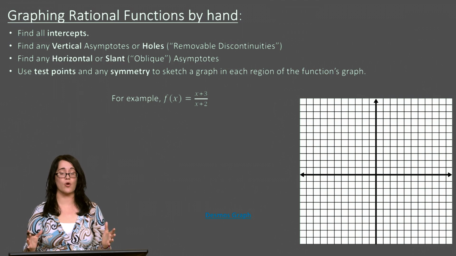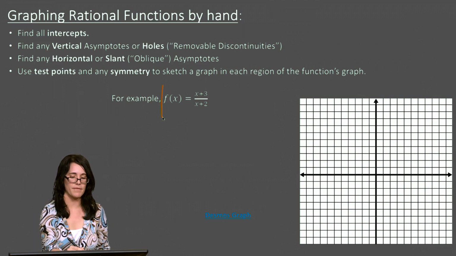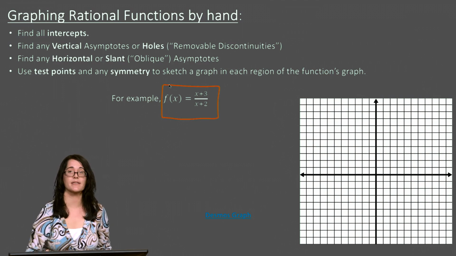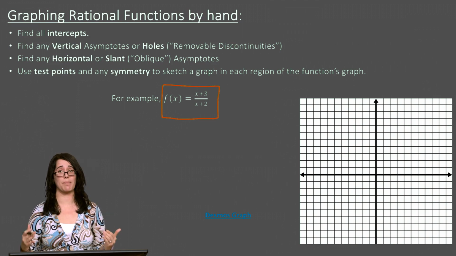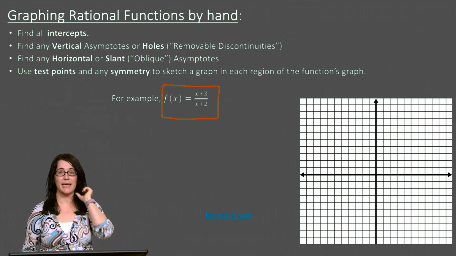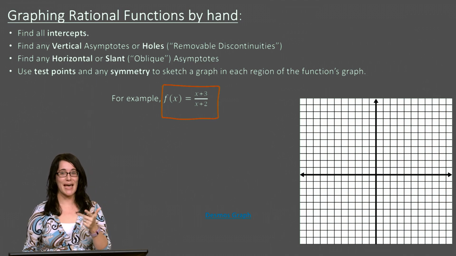If you were trying to draw the graph, for example, of f of x equals x plus 3 over x plus 2, I would notice this is not a polynomial function that we've been studying in the past because we have a denominator. This is called a rational function for that reason. So the first thing that I would want to do is get my intercepts, my asymptotes, and then some test points. That's basically the idea here.